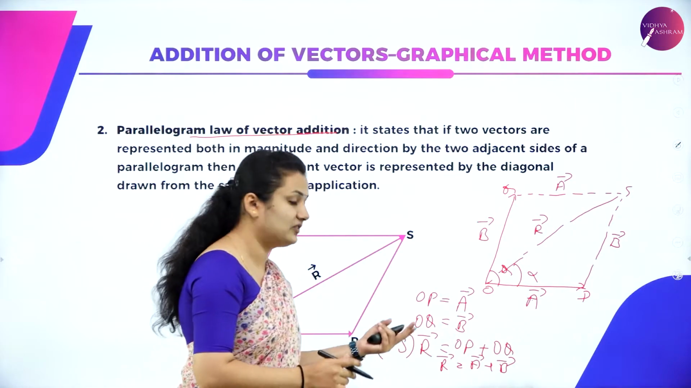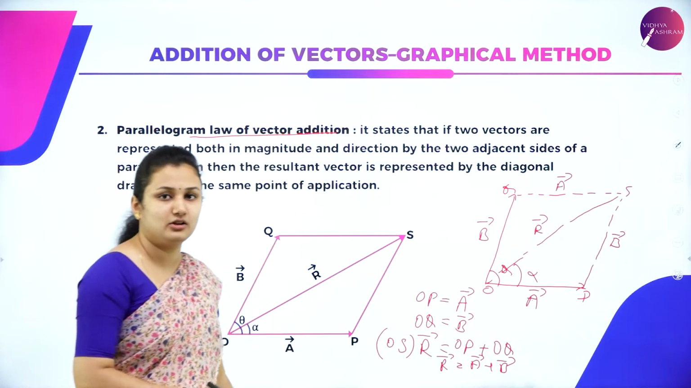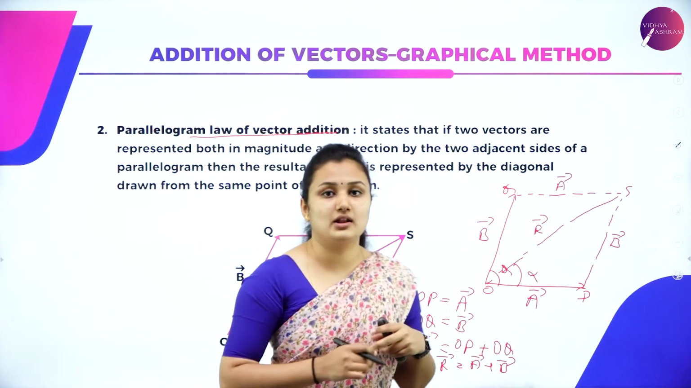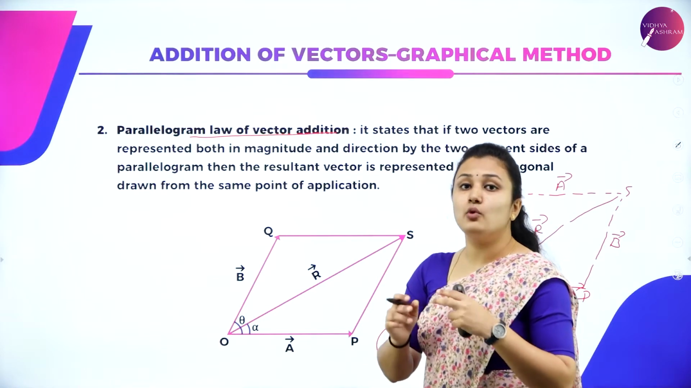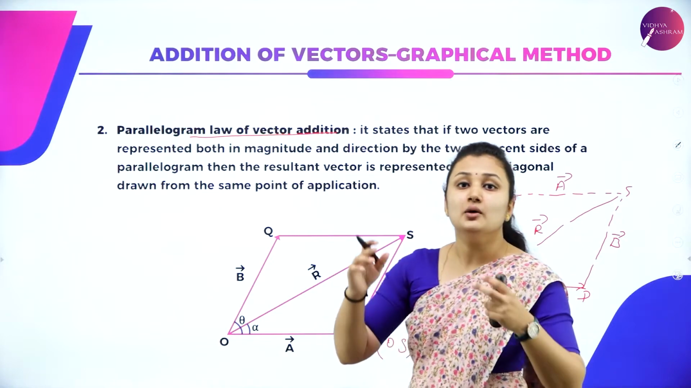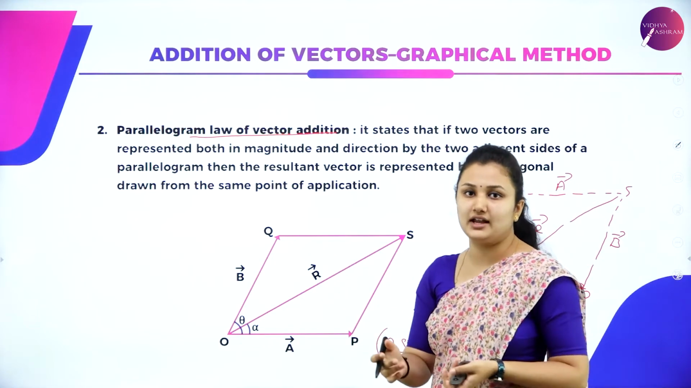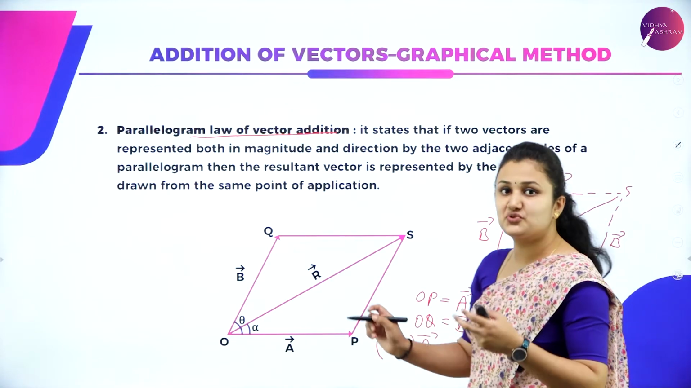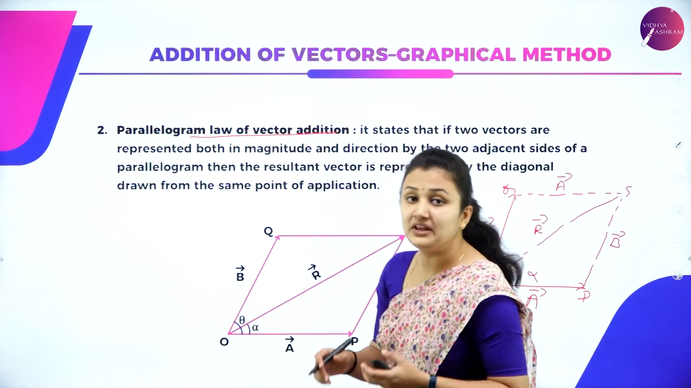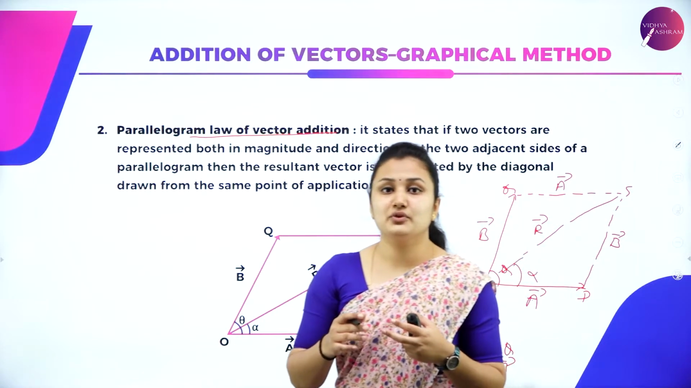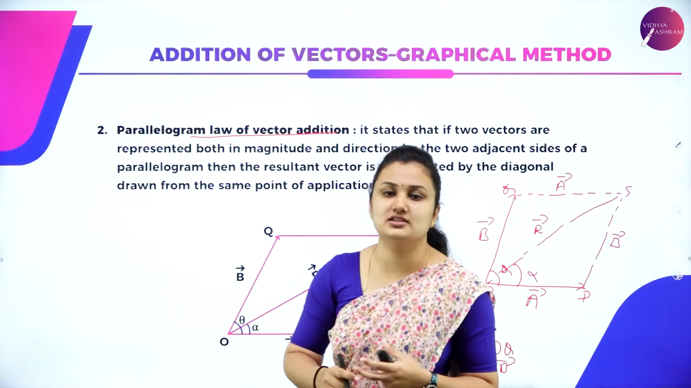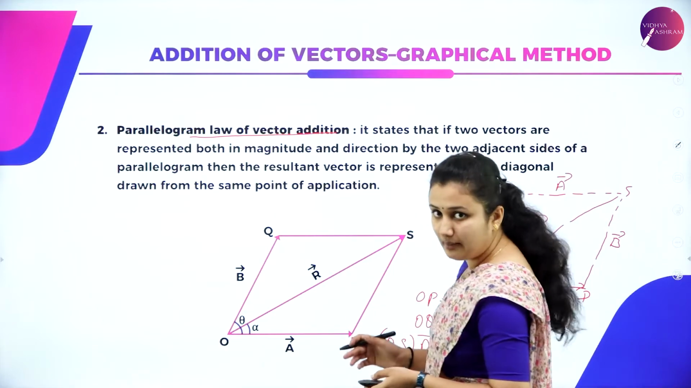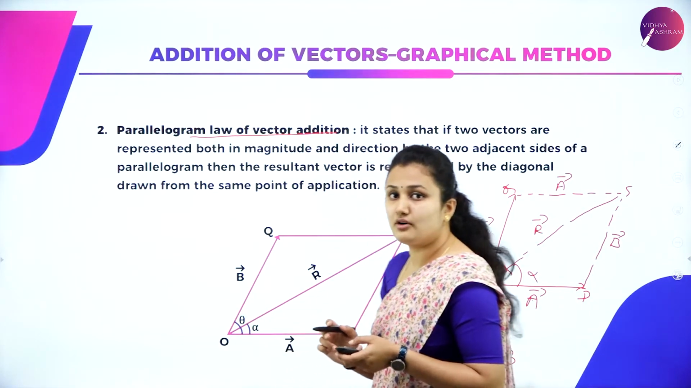To add two vectors, we can use the triangle law or the parallelogram law. In case you want to add two or three or more vectors, we use the polygon law of vector addition. We'll come to that.